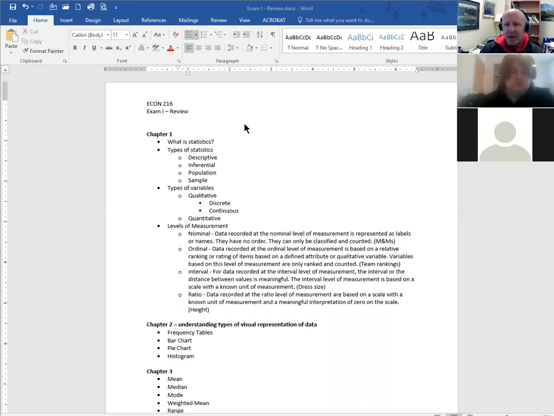Ordinal is where we've got rankings of things. So things are put in order, ordinal, so team rankings, for example. Intervals, where the distances have meanings, so things like dress size. And then finally, ratio, we might look at height, where it's based on a scale and it's a known unit of measurement, inches, for example, or centimeters. So we would look at those types of things in those levels of measurement.